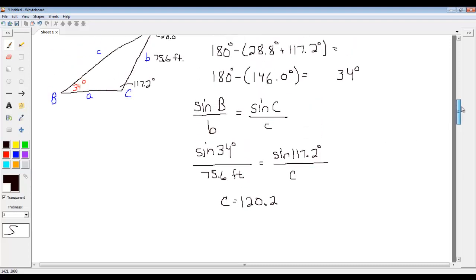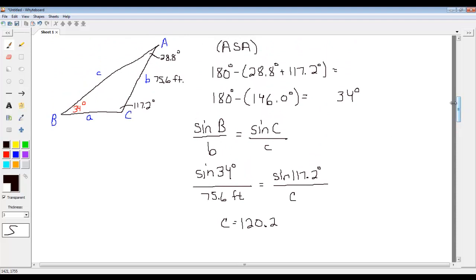Okay, then we can do the same thing for A. We could say sine of B over B equals sine of A over A. So we got sine of 34 degrees over 75.6 feet equals sine of 28.8 degrees over A.